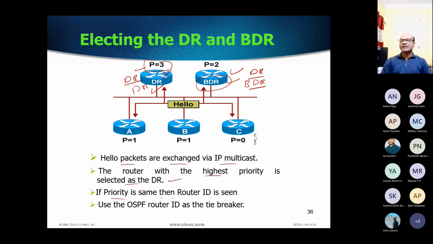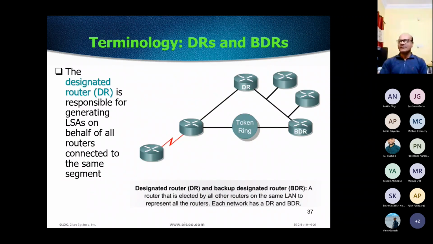If the priority is the same, then use the OSPF router ID as the tie breaker. The router ID can be given manually, whichever you want. We can make a router the designated router by increasing its priority. This is all about the DR and BDR election process.